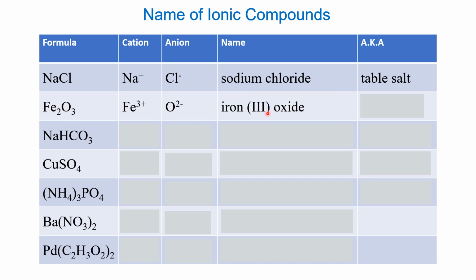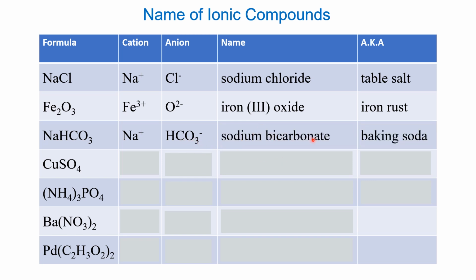Now the name is iron 3 oxide because this is a type 2 metal and the charge is 3 plus. So you have to use the Roman numeral here. Iron 3 oxide. It is iron rust. Now this is baking soda. We just talked about this. The cation is sodium, the anion is bicarbonate, or you can say hydrogen carbonate. And the name will be sodium bicarbonate. It is baking soda. Okay, so sodium again is a type 1 metal.